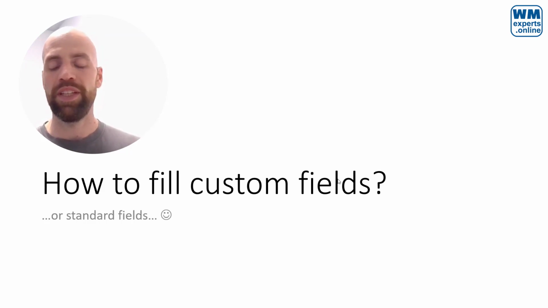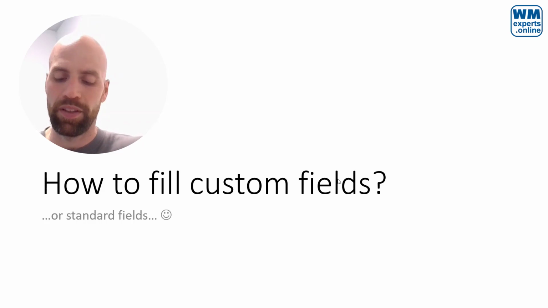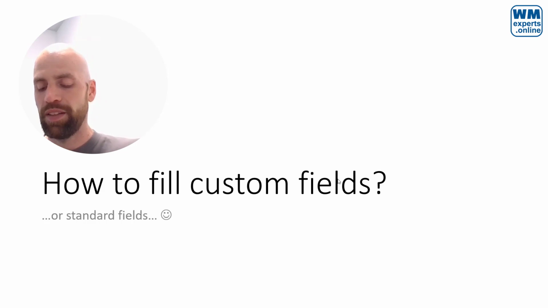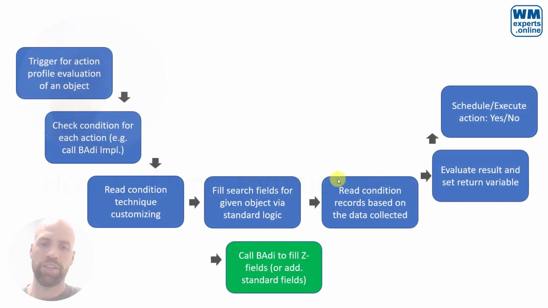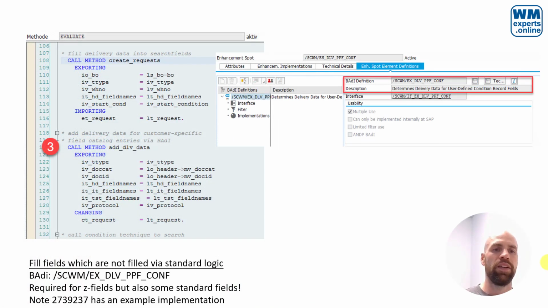And of course, obviously, if you add Z fields to the condition tables, then you need to take care to provide the data about the object, which should then be compared with this Z field in the condition record. And this is happening right here in our process flow. There is a BAdI, and this BAdI is called during the evaluation and the collection of data that the standard is doing anyhow, and then you can add your own logic here. You see it's being called right after the create request method, which I explained before.